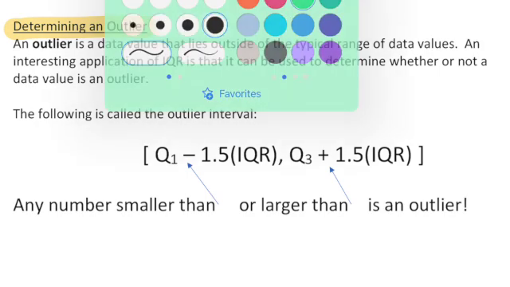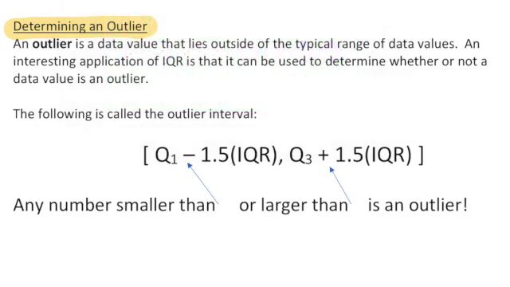To determine whether or not something's an outlier, we can use the following formula. This will give us a range of numbers that are typical. Any number that's outside of that range would be considered unusual, and we would call it an outlier. This formula is found by taking the first quartile and subtracting 1.5 times whatever the calculated IQR is, and then taking Q3 and adding 1.5 again times whatever the IQR is.